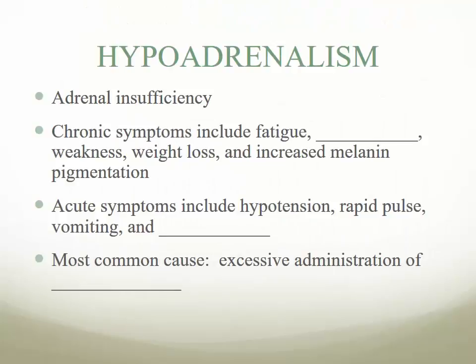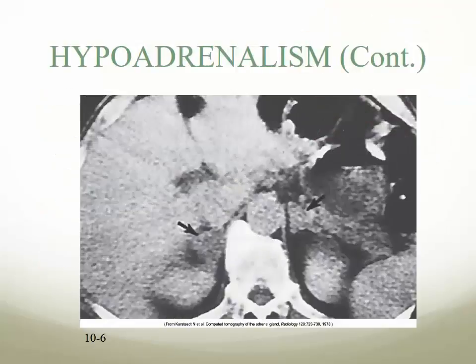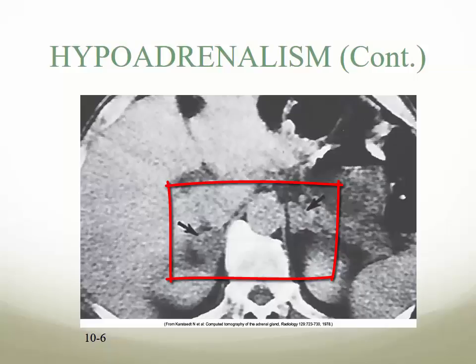Hypoadrenalism is also referred to as adrenal insufficiency. Chronic symptoms include fatigue, weakness, weight loss, and increased melanin pigmentation. Acute symptoms, on the other hand, include hypotension, rapid pulse or tachycardia, vomiting, and diarrhea. The most common cause of adrenal insufficiency is the excess administration of steroids. In this image, you can see bilateral adrenal enlargement in the CT scan that was caused by histoplasmosis.